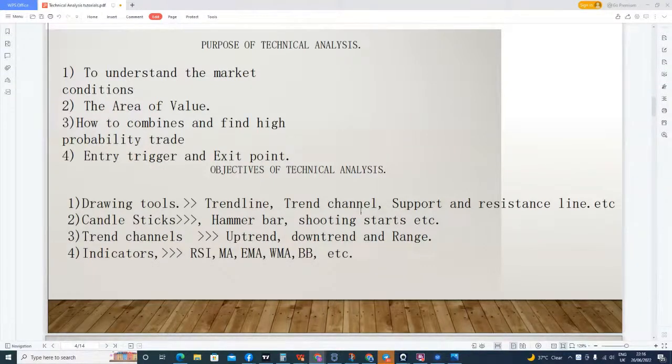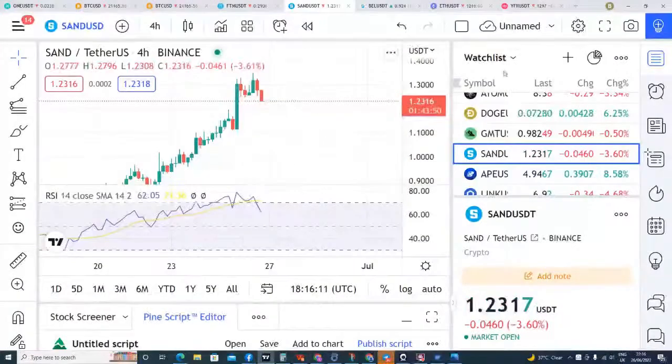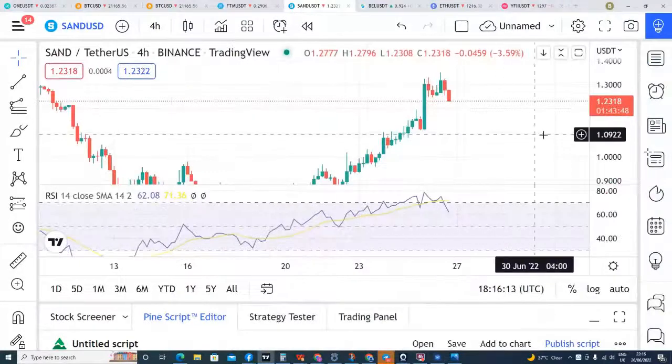When we come to drawing, that's when we have trend lines. Let me show you a trend line. This is my chart. You can see.